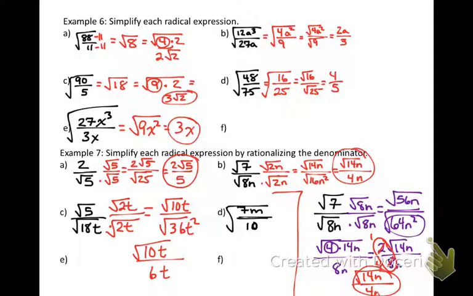7m. Well, what can I do to get rid of the square root? I need to multiply 10 by something to get a perfect square, and that would be 10. So I'm going to multiply by square root of 10 on top and on bottom. So it would be square root of 70m over square root of 100. Is there a perfect square that goes into 70m? No. So it's square root of 70m on top and 10 on the bottom. And there's your answer.